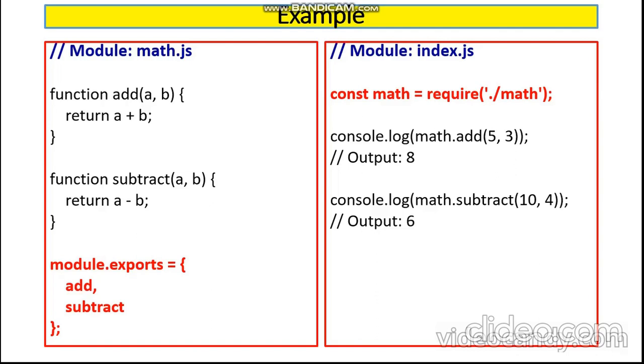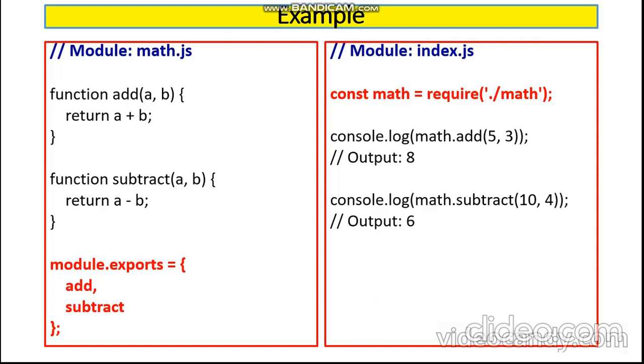Now the second file, index.js. Here I'm creating a variable math, and this variable will be initialized with the require method. Inside this require method we call the math.js file. Here I am again showing this statement in red. Why? Because here we are using the CommonJS standard.